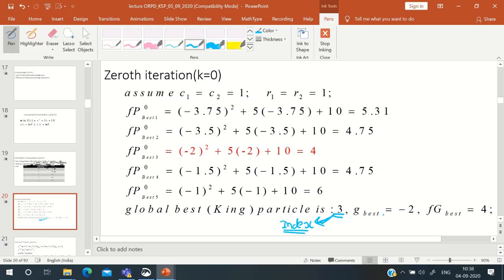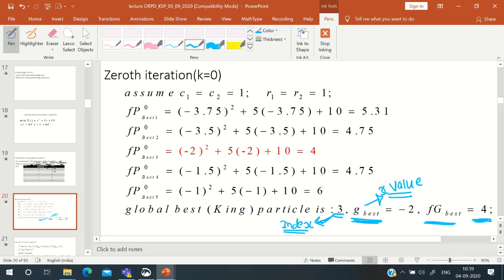What is the x value corresponding to the third particle? The x value is minus 2, so the g best value is minus 2. G best means x value, and it is minus 2. And what is the function value? Fg best is 4. So in the 0th iteration, what is the best answer? The best answer is x value minus 2, and corresponding to this x value, the best function value, the minimum value, is 4, right? So we have created these base values.